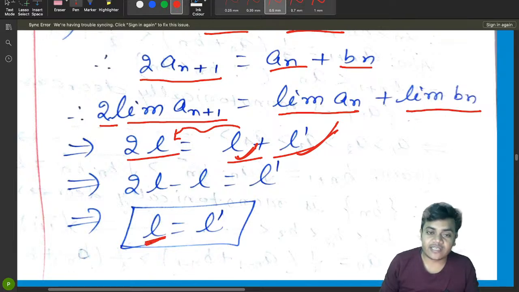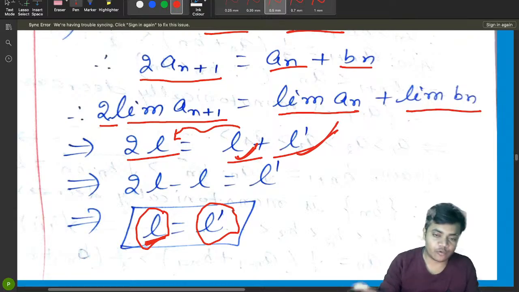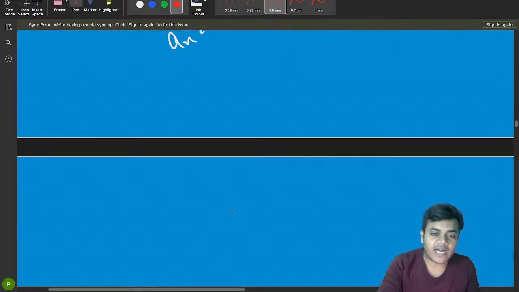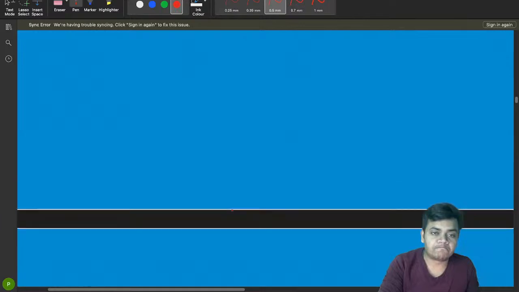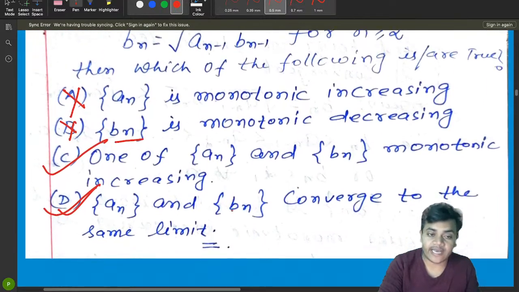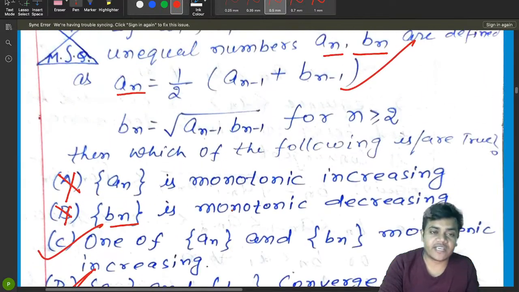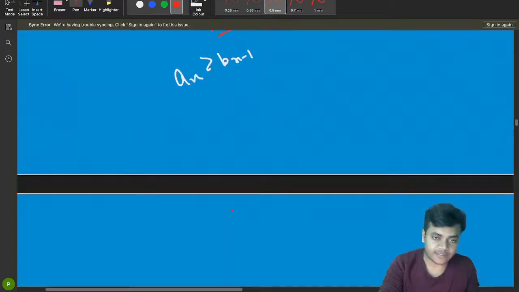And if we take this to this side, then 2L minus L is equal to L dash. So hence you can see this is L where the sequence An was converging, and this is L dash where the sequence Bn was converging, and both are equal. So that's why this option D is also correct. So hence we can see options C and D are the correct options.